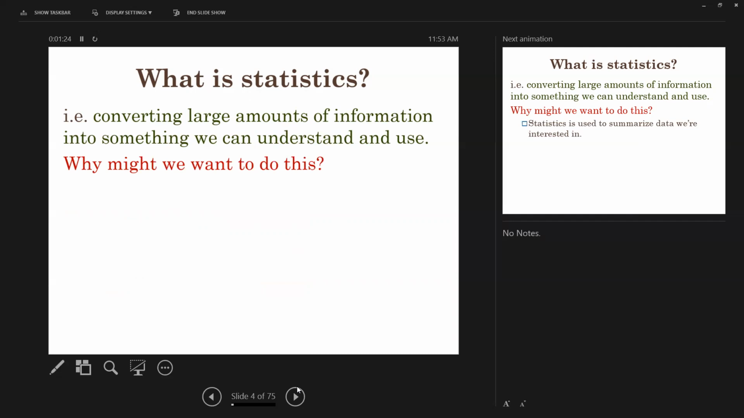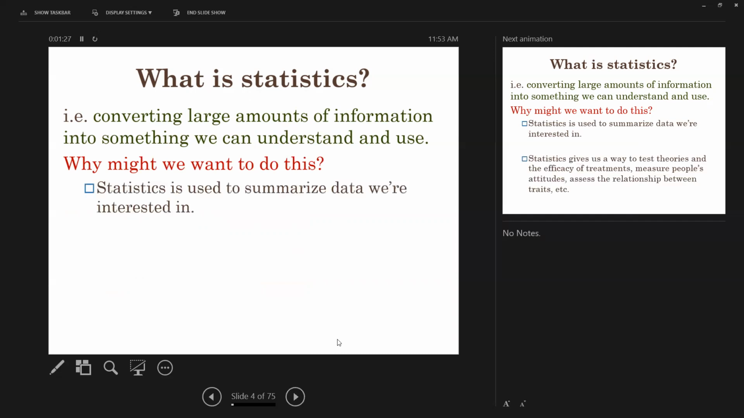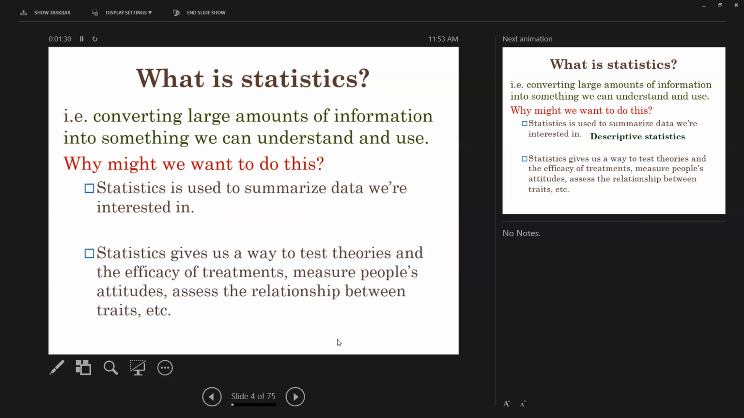So why might we want to do this? If we were in class, I'd elicit some answers here, but just to answer the question, it's used to summarize data we're interested in. And it also gives us a way to test theories and efficacies of treatments, measure people's attitudes, assess the relationship between traits, and so forth. It's also the backbone of a lot of things. Statistical models are behind the ads that Google shows you when you search for something. Statistics is behind the suggestions you get on Netflix or Amazon for future viewing or purchasing, right? Statistical models are behind the premiums that insurance companies decide to charge you and so forth. So statistics is really important.